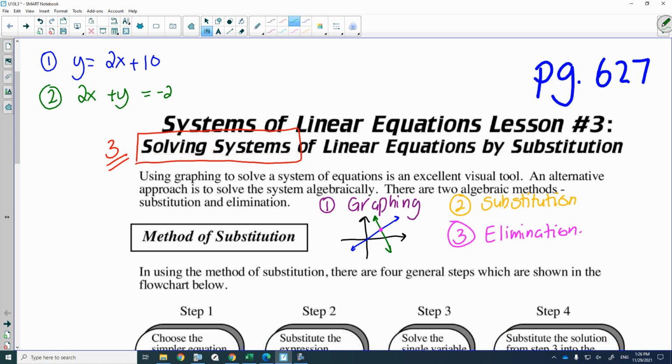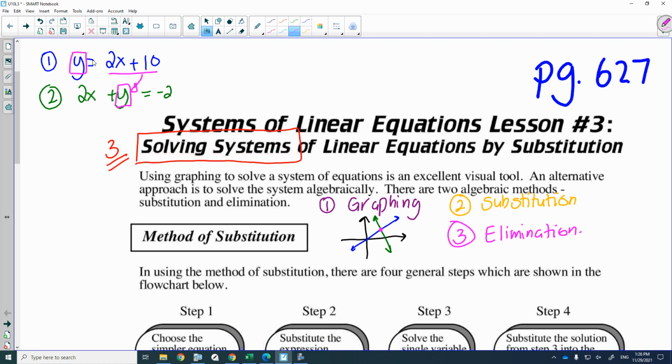So here's what substitution is. And it might take a couple class examples before you're like, okay, I see what's going on. In this first system, I know what y is equal to. Y is equal to 2x plus 10. So what I could do with this 2x plus 10 is I could find a y in the second system, and I could take that 2x plus 10 and substitute it into that system.